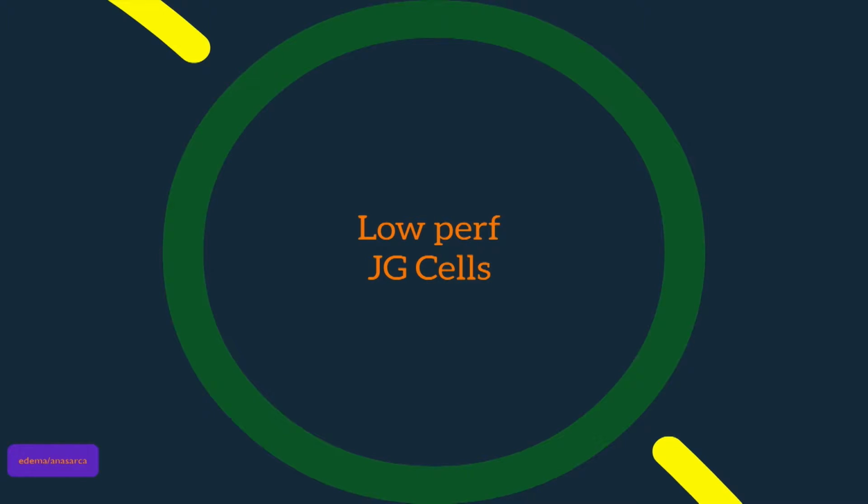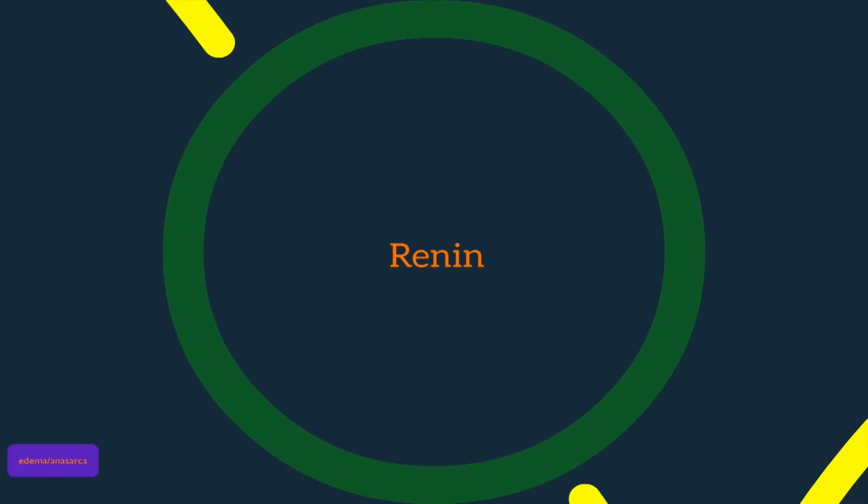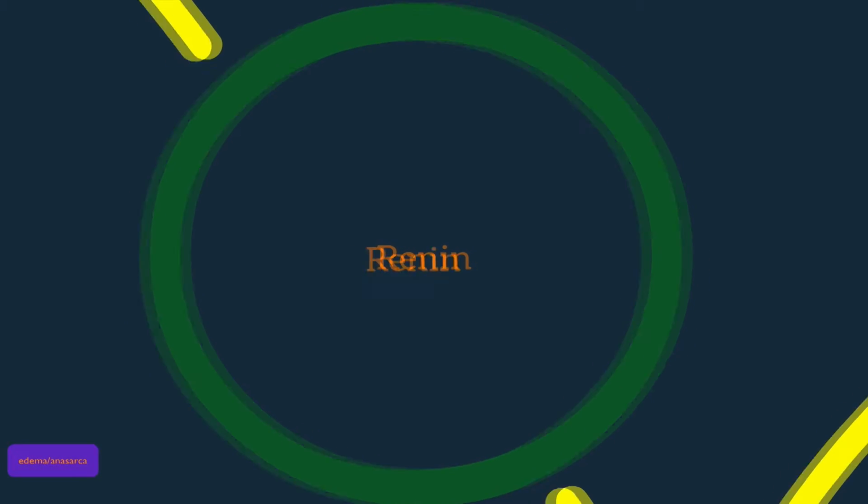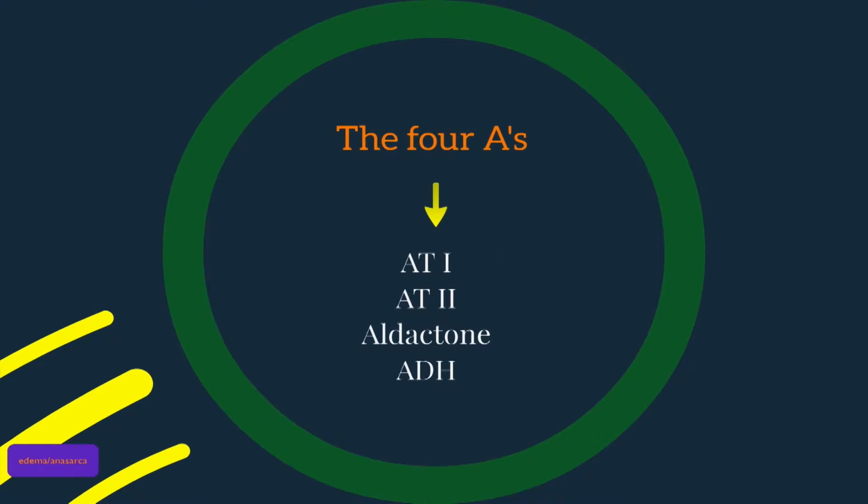In many of these states, it's a maladaptive process of third spacing, as opposed to true intravascular volume depletion from bleeding or decreased PO intake. This subsequently leads to the production of renin and the 4 A's: angiotensin 1, angiotensin 2, aldactone, and ADH. This cascade leads to the retention of more edema, in this case a maladaptive process, and the patient presents with more swelling.